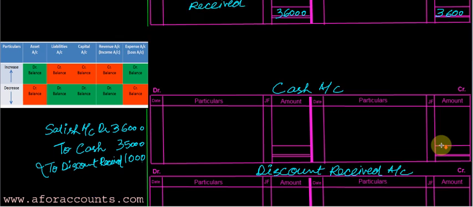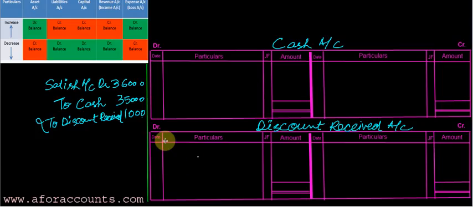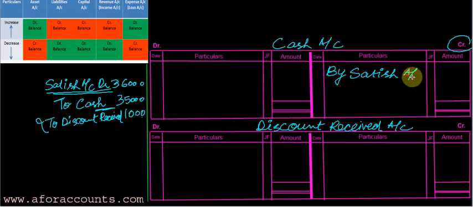Now what about the other two accounts? Cash account is credited here. For cash account, take the credit side, and what you have to write here is by Satish account. See, give the effect of cash account only and not Satish account. So the cash account balance is 35,000. Pay 35,000.